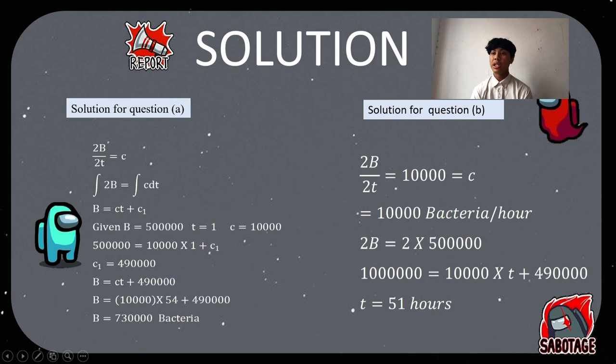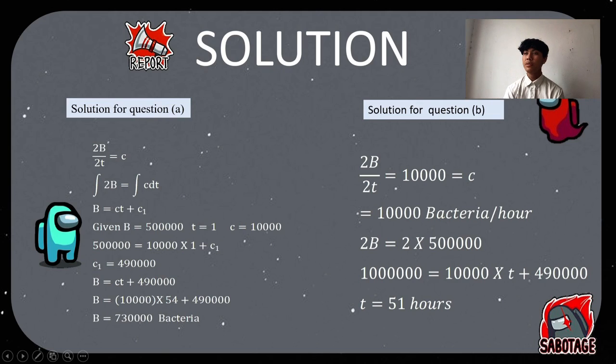500,000 equal to 10,000 times 1 plus c1. c1 equal to 490,000, B equal to ct plus 490,000, and then equal to, in bracket, 10,000 times 24 plus 490,000. B, and then we will get the answer: B equal to 730,000 bacteria.